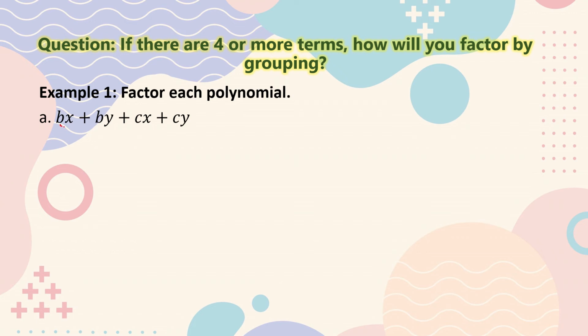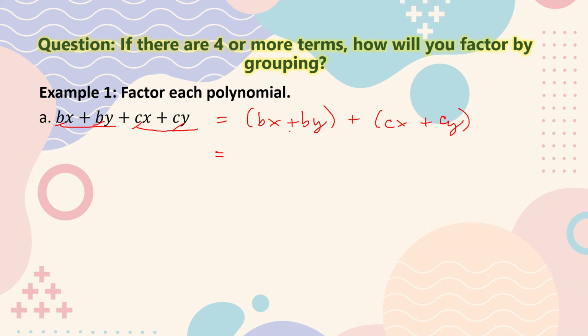So let's say here, you'll notice that the first term and the second term have a common factor, which is b. And the third term and the fourth term, both of them have a c with it. So what will you do? You group them. You put them inside parentheses, the first and second term, and the third term and the fourth term will be placed in another group as well. Then you factor out the common factor.